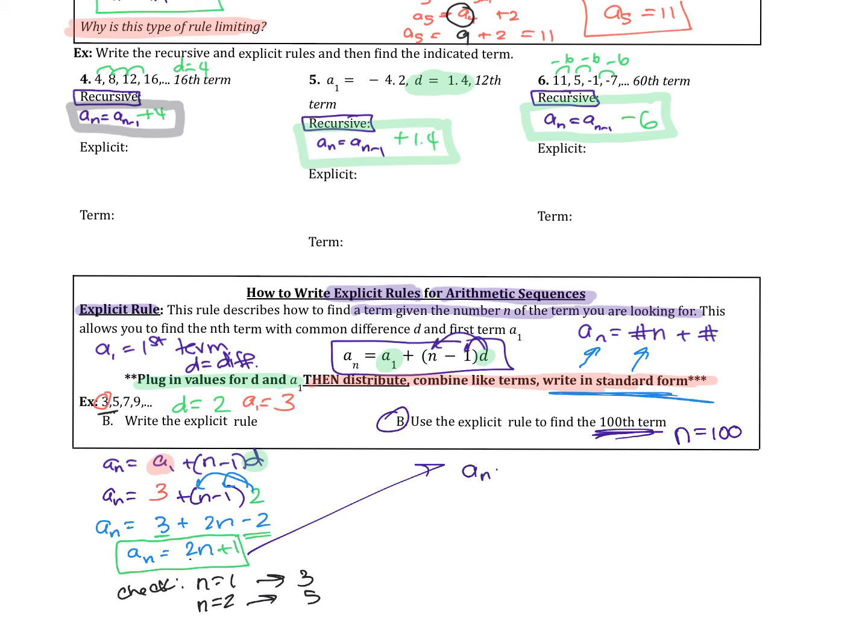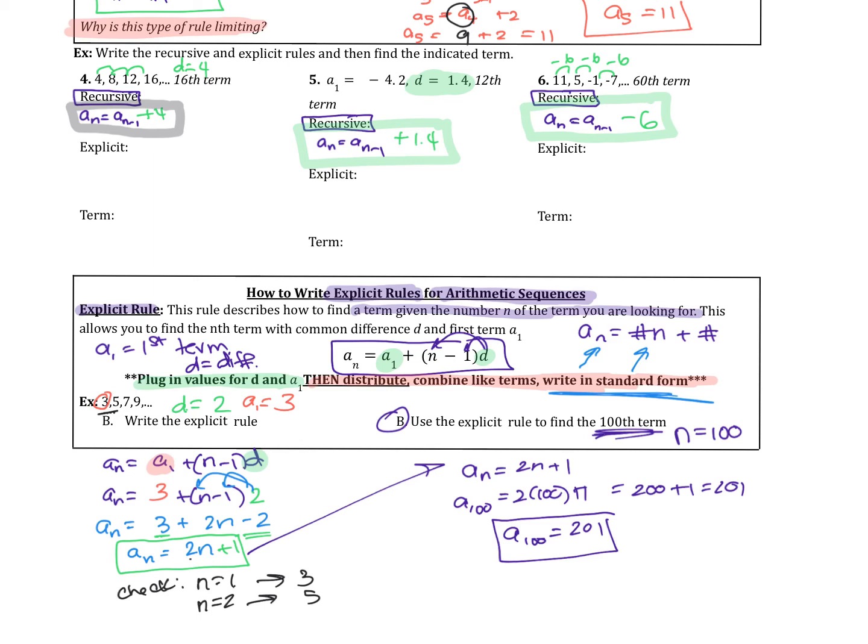So I'm going to rewrite the rule over here. This means that A sub 100 equals 2 times 100 plus 1. And you can do this math in your head. 200 plus 1 is 201. So we can say that A sub 100 is 201.